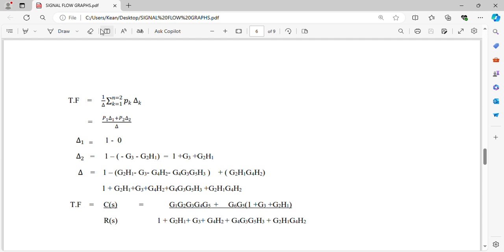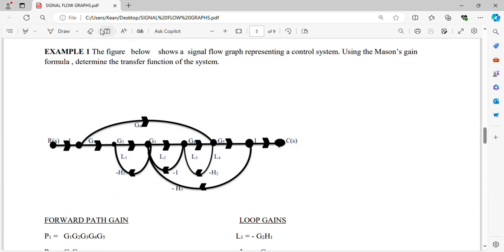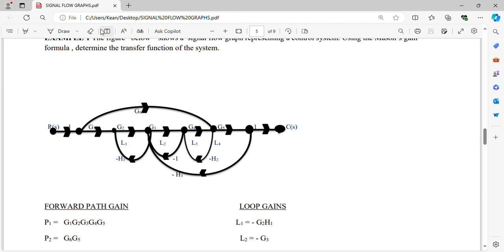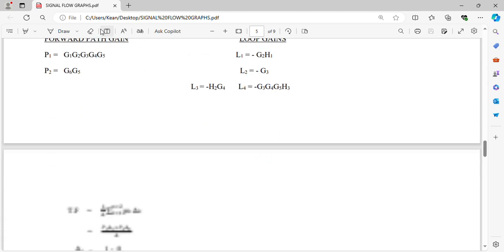In this case, we have 2 paths. So when we use the 2 paths, it will be P1 delta 1 plus P2 delta 2 all over the delta. So we find that the P1, which is path number 1, we write the gains for that. And then the delta 1 is equal to 1 minus 0, because when we remove the first path, going back to the diagram, if we were to remove the first path, which is the straight path, it means there will be no loop left. All the loops will be terminated, and that's why we write 1 minus 0.